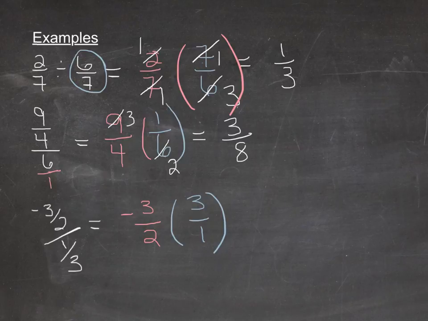Okay, and then I know I have a negative times a positive, so I know my answer will be negative. And I look to see if I can cross-cancel, and I can't. So 3 and 1, again, there's a 1, so it doesn't matter if I divide by 1, it doesn't change anything. And 2 and 3 don't have any common factors, so no cross-canceling. So I just multiply straight across the top and straight across the bottom. So I get -9/2. Okay, so that's it.